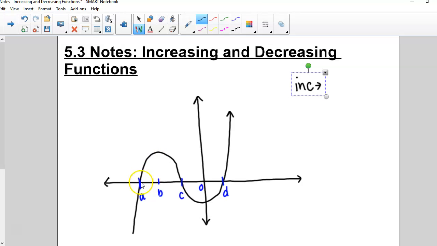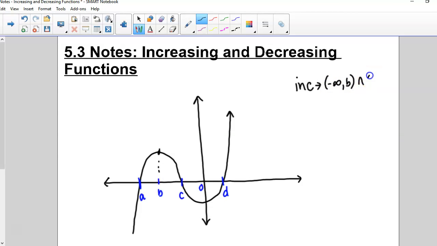It is increasing at both A and D, but what I'm looking for are ranges. So from negative infinity to B, it is increasing this whole section, right, all the way up to here, which is at B. So we would say from negative infinity to B.